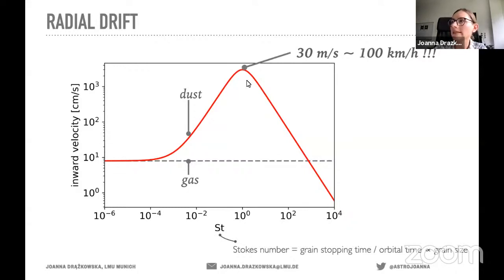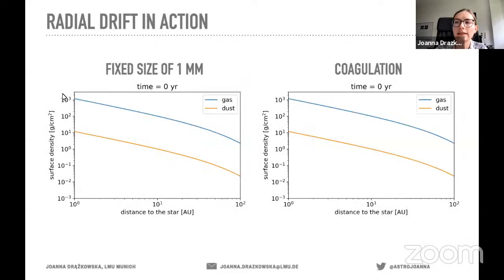But we have this intermediate regime, which is exactly where the pebbles are, where the dust is starting to decouple from the gas, and for which this interaction with subkeplerian gas leads to the fastest radial drift. So now if we make some models, we will be looking at the radial redistribution of our solids.